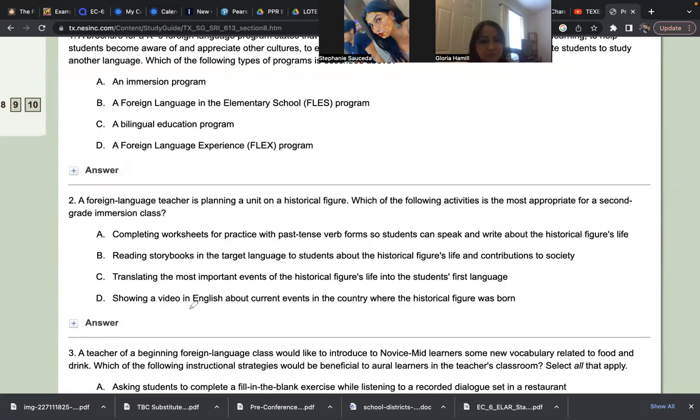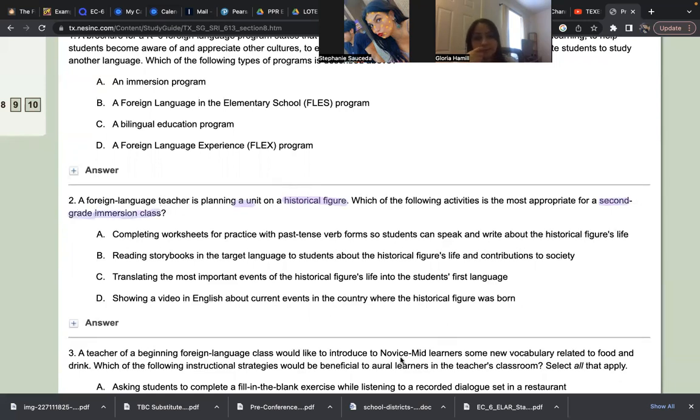So she is a foreign language teacher planning a unit on a historical figure. Which of the following activities is the most appropriate for a second grade immersion class? So second grade immersion class.